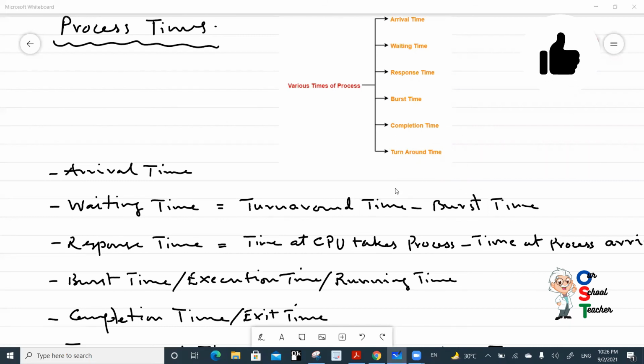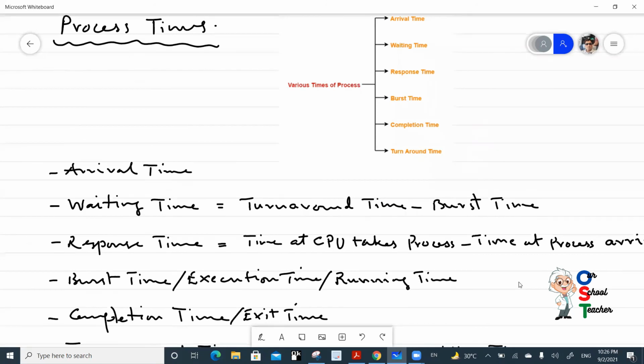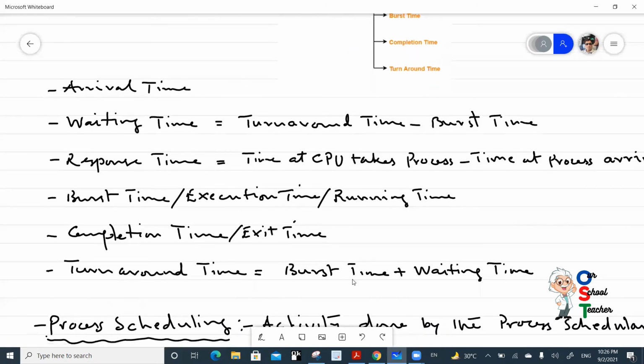Turnaround time means the total time which is taken by the process. It includes the waiting time also. So from turnaround time, if burst time is subtracted, then we will get the waiting time. And by using the same formula, we can get the turnaround time also. If we add waiting time plus burst time, then we will get turnaround time. Burst time plus waiting time.